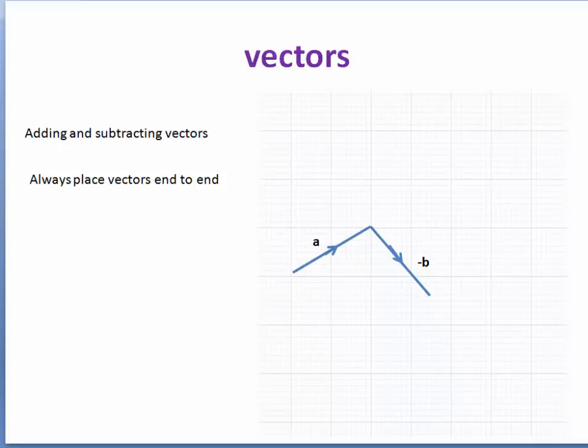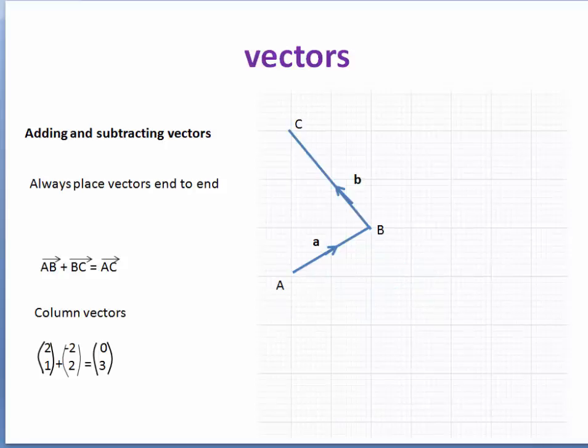Okay, so from here to here, and then we draw our triangle, and this is the resultant. The arrows represent the direction of the vector, and the length of the line represents the magnitude of the vector. So in summary, when we're adding and subtracting vectors, we always place the vectors end to end so that we can follow these arrows. We've written vector AB plus vector BC equals vector AC.